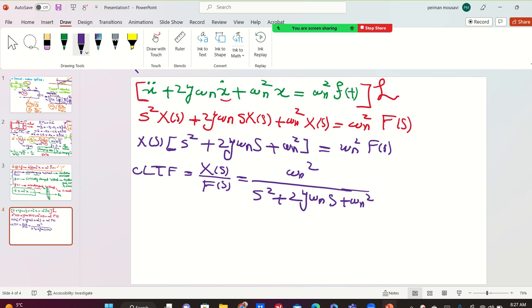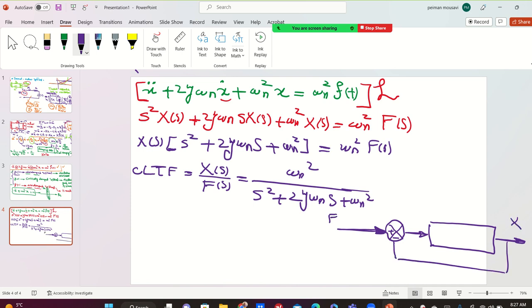So if I want to plot this in the unity feedback block diagram before going to the underdamped, overdamped systems, plus minus, this is going to be f, this is going to be x. So again, you tell me what I'm going to put here. Open loop or closed loop transfer function? Open, G. So how to calculate? I taught you a million times. For unity feedback, it is G over 1 plus G.